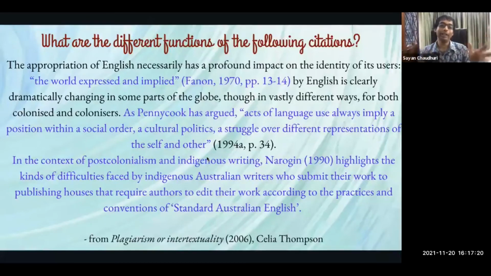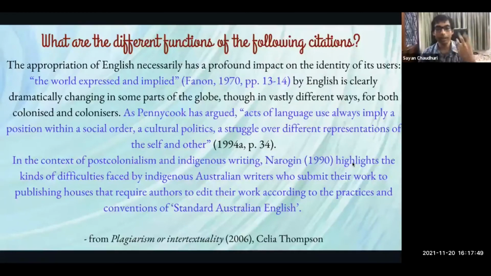So as a reader, you think of how acts of language, how English expresses the world, right? How it shows us a certain attitude towards society. It has many more aspects to it. It's about your position within the social order, right? Your class, caste, gender, position. It refers to a cultural politics. You're coming from a certain regional culture, and there's somebody who's coming from another culture.